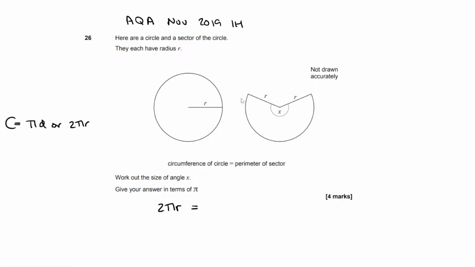the perimeter. The perimeter is all the sides added together. In this case, obviously there's 3 sides. So you need to know the arc length. I think you need to know that formula. That's not on your formula sheet.